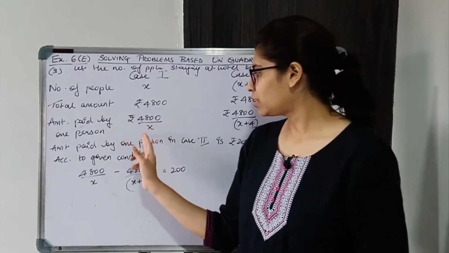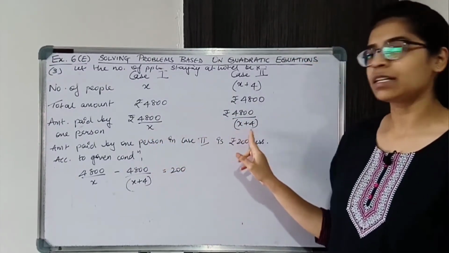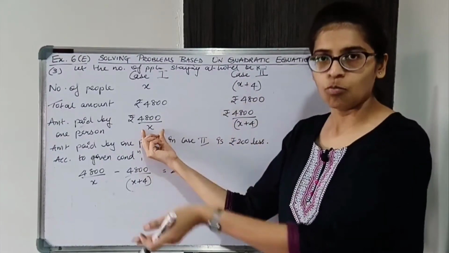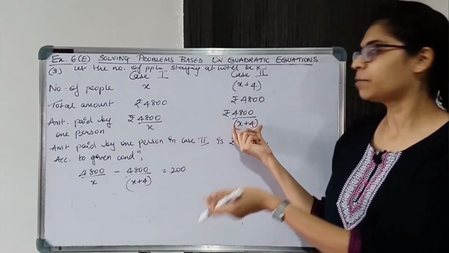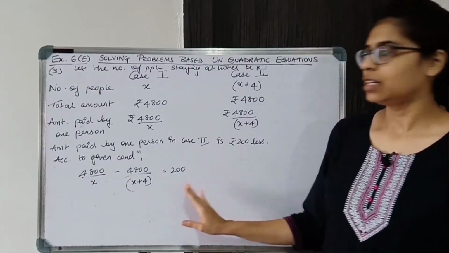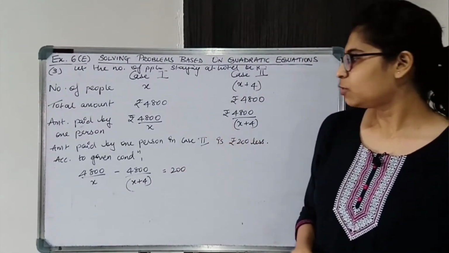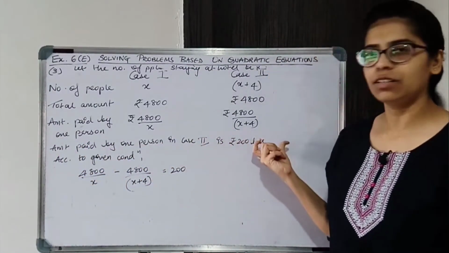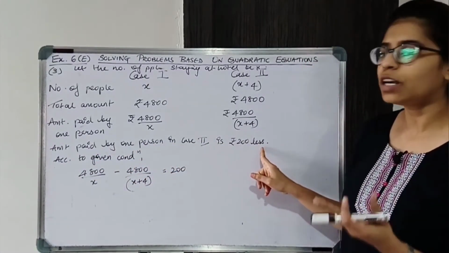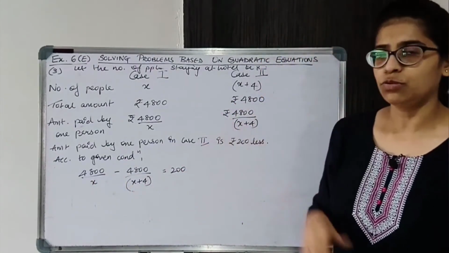So check the denominators. If numerators are same, here the denominator is x, here it is x plus 4. So here the denominator is less, it means more money each person has to pay, and here less. So more minus less is equal to 200. That is the difference in the amount paid by each person. So I've written down over here the condition that is given to us: amount paid by one person in case 2 is 200 less. So more minus less is equal to 200.